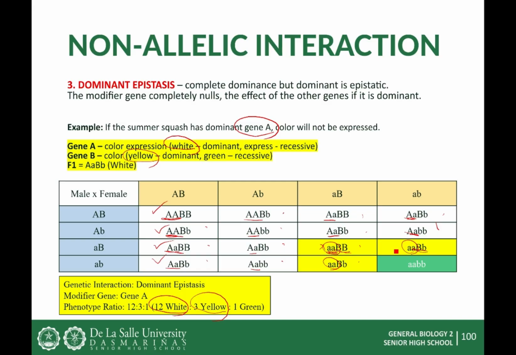And last, we have both of the genes or the alleles recessive. Now, ma'am, the A is recessive and the B is recessive. What will it express? Again, the gene A is a modifier, and we have the B here. A is not homozygous dominant, therefore it will not nullify the expression of the phenotype of gene B. Now it will have a color of green. So we have 1 green, which will give us a ratio of 12:3:1.